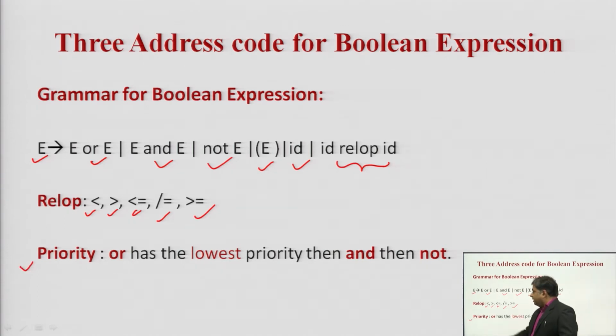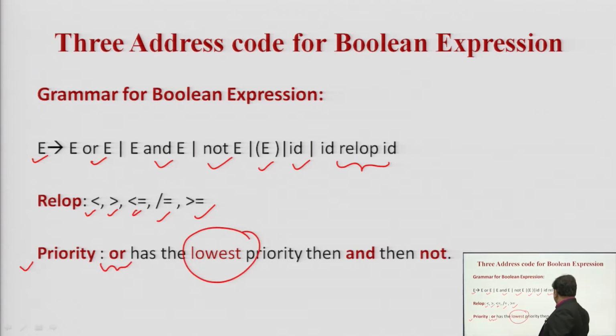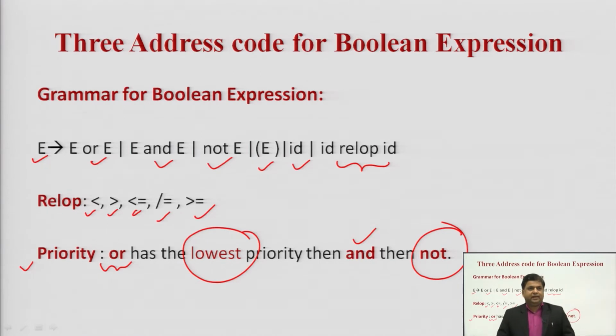In logic operations, the OR operation has the lowest priority, then the AND operation and then the NOT operation. That means, whenever I have 2 operations, AND and OR, first I will perform the AND operation and then I will perform the OR operation, right. Let us see.